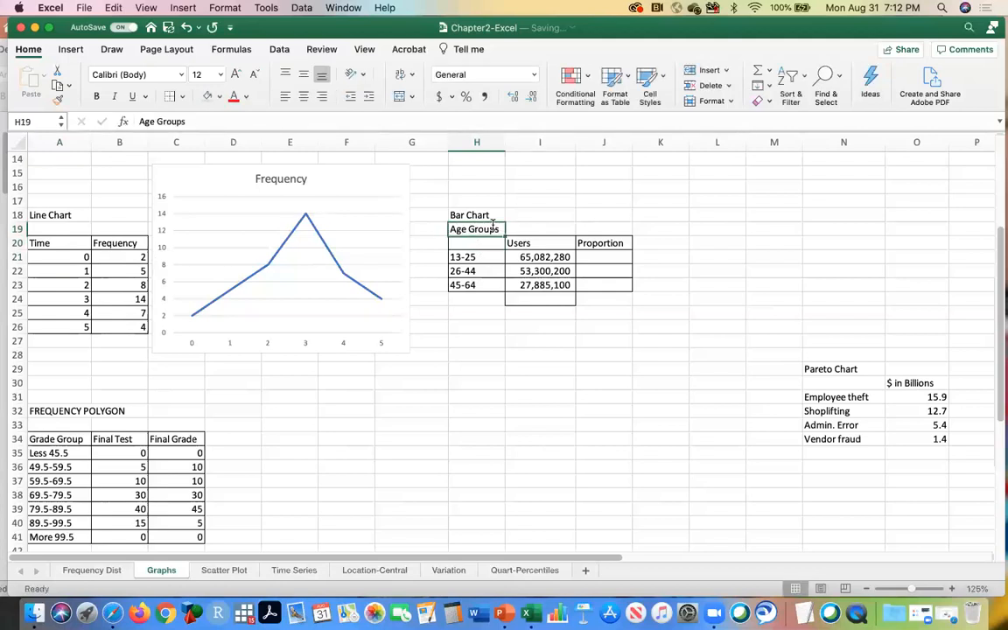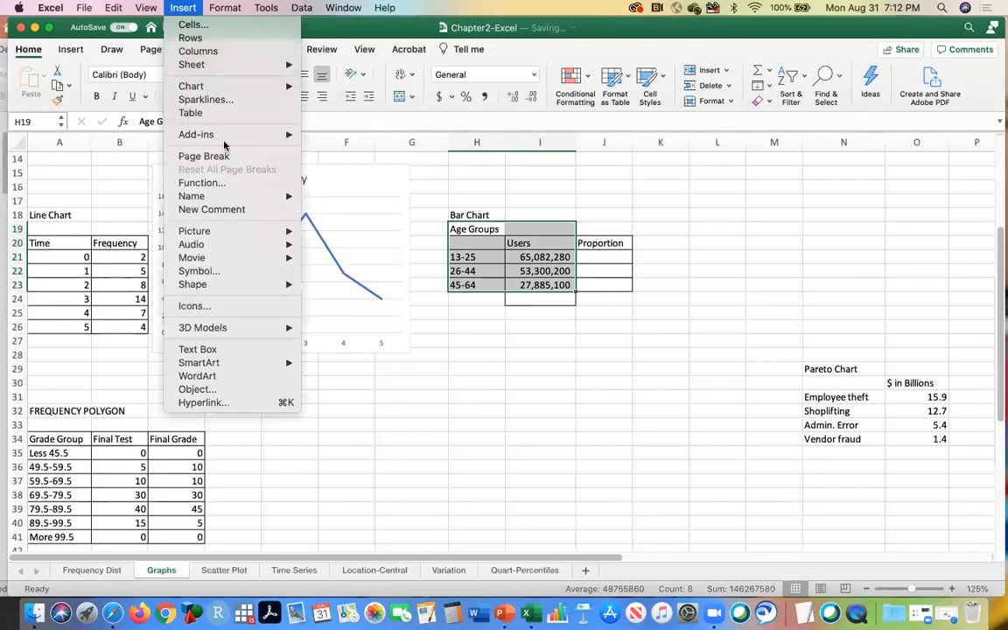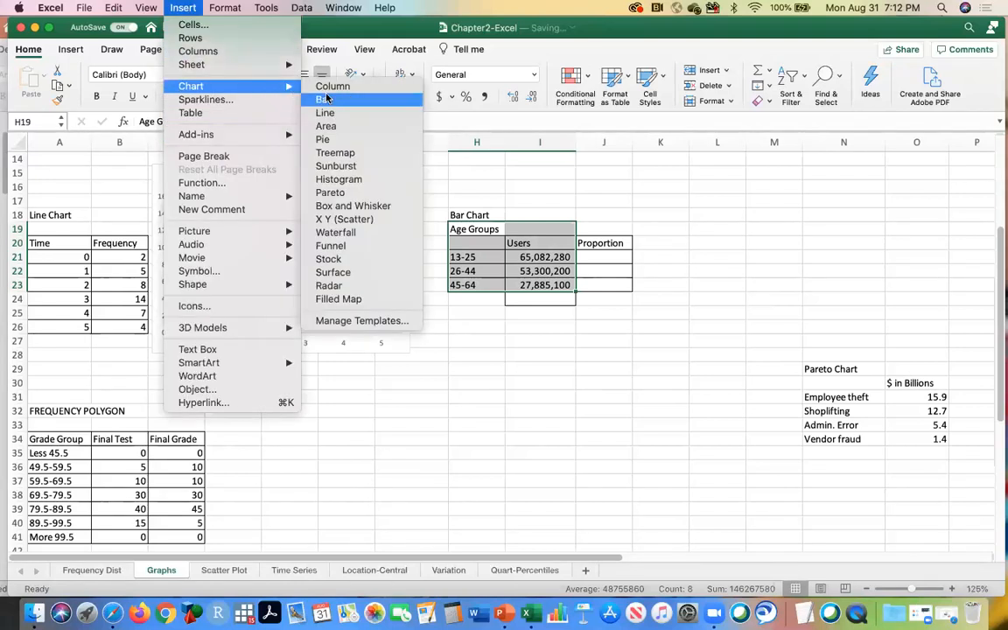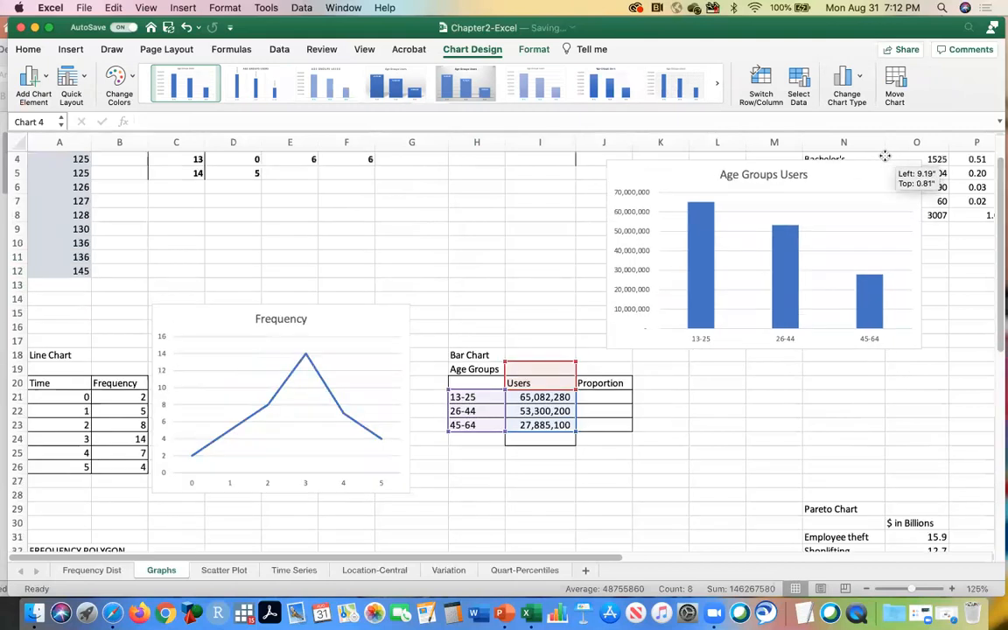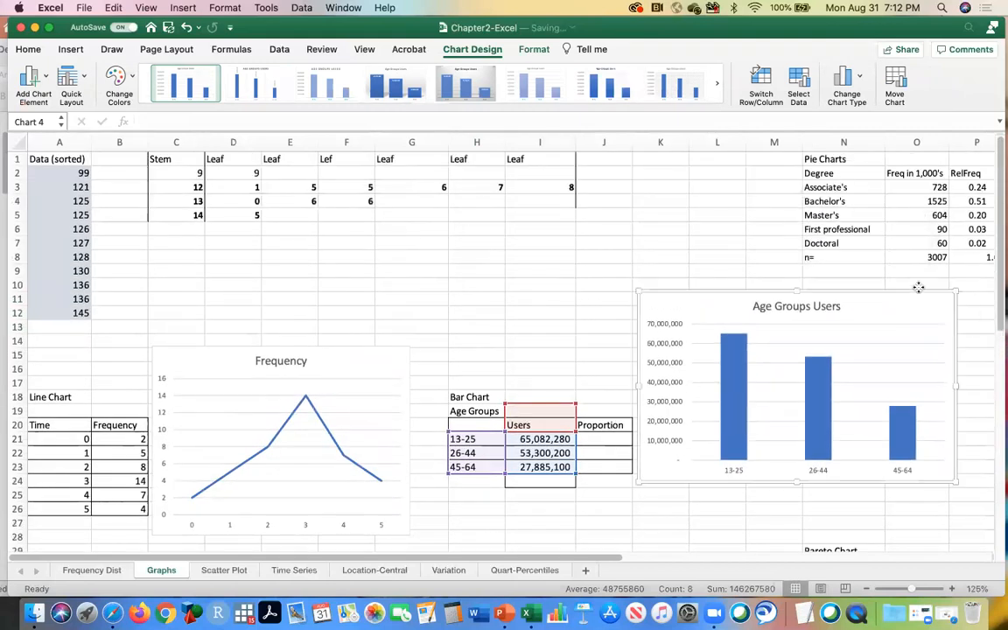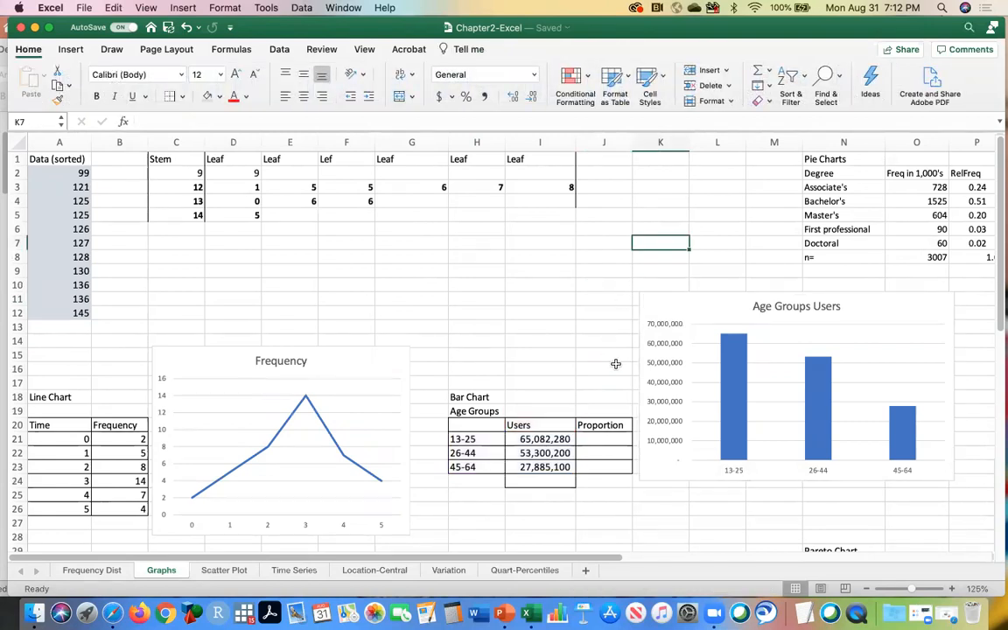So I'm gonna copy this information and I'm gonna use a bar. So once again, insert charts, and it's more like column because bars are different. So in this case, this is my information based on age groups. So that is the number of users of the internet, for example, and that makes sense.